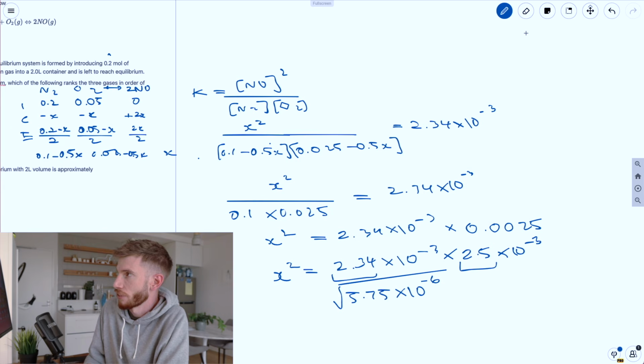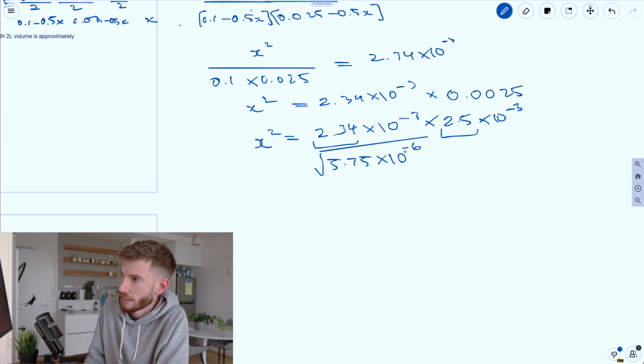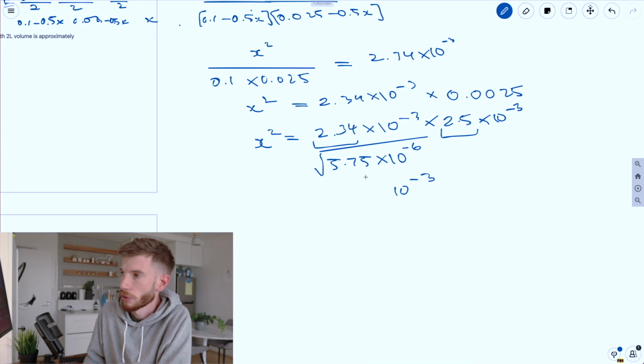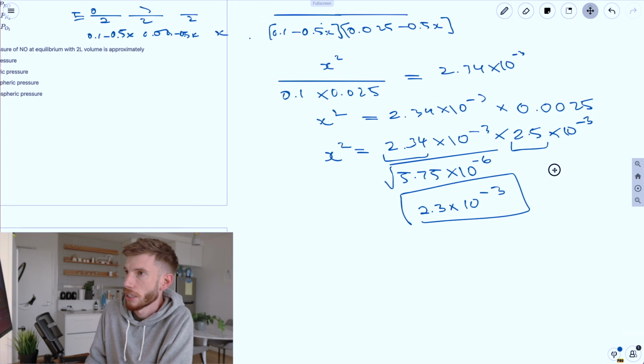And then I've got to square root that. Square rooting this is just going to halve that back down to a negative 3. And square rooting this, the square root of 4 is 2, the square root of 9 is 3, so this is closer to 4. So I'm going to say it's around about 2.3. Complete estimation. It's going to be my x value.